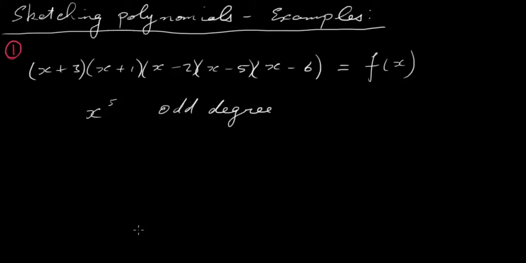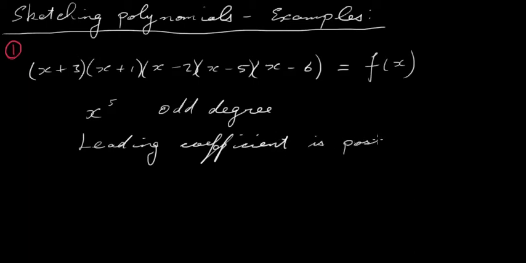Okay, so let's look at our leading coefficient. We can see there's a 1 in front of this x, a 1 in front of this x. There's a 1 in front of each of these x's. So our leading coefficient is going to be positive. It's a plus 1, plus 1, plus 1, plus 1, plus 1. So our leading coefficient, the number in front of our x to the power of 5, is going to be positive.